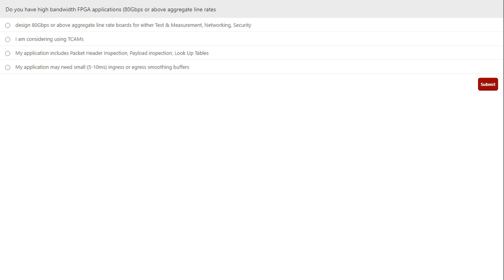Our first question for you: do you have high bandwidth FPGA applications, 80 gigabytes per second or above aggregate line rates? Your answers can be: design 80 gigabytes per second or above aggregate line rate boards for either test and measurement, networking, and security. The second one is I'm considering using TCAMs. The third is my application includes packet header inspection, payload inspection, and lookup tables. And our final answer is my application may need small 5 to 10 millisecond ingress or egress smoothing buffers. So go ahead and click on the radio button next to the answer that's appropriate for you.